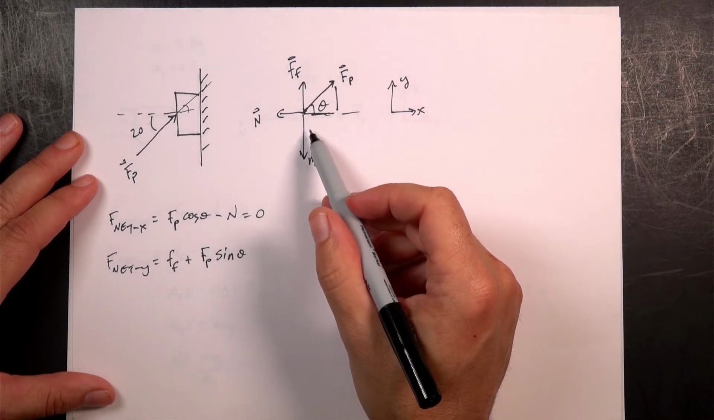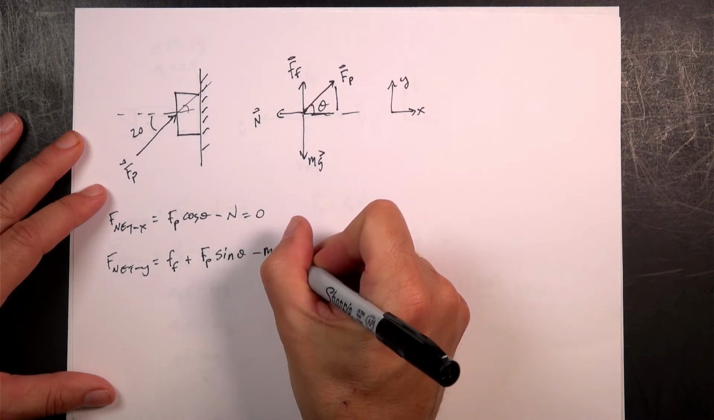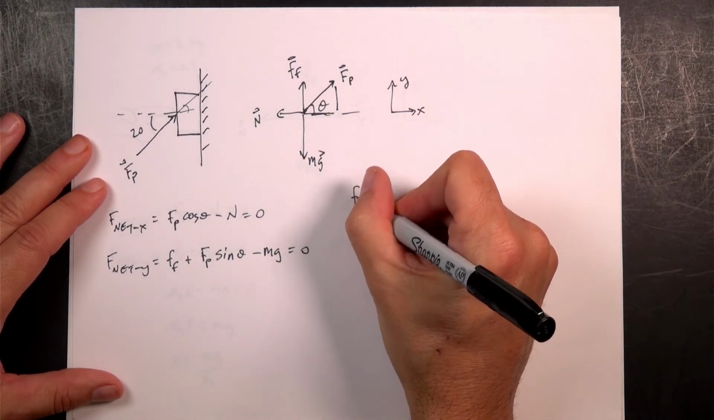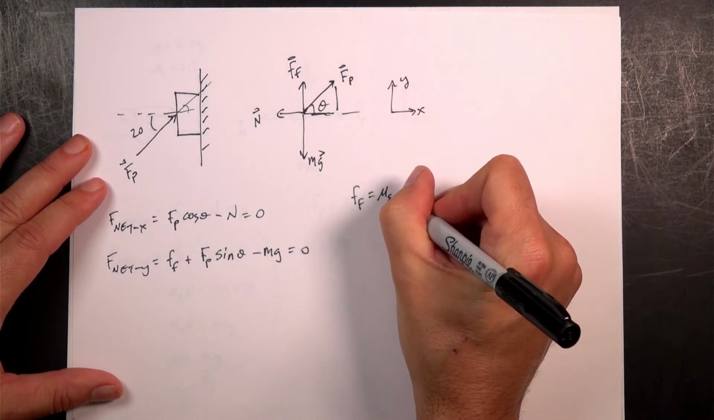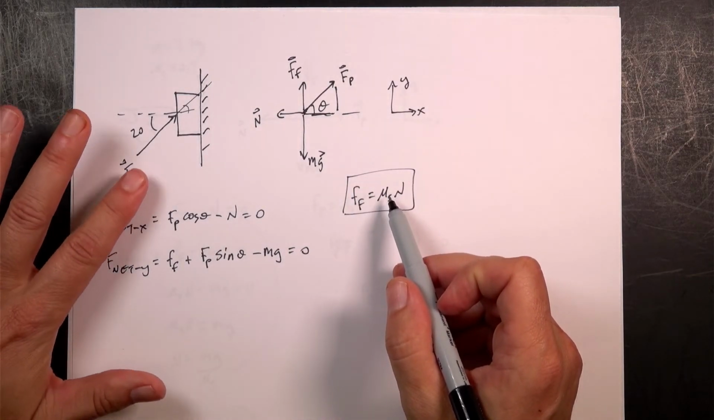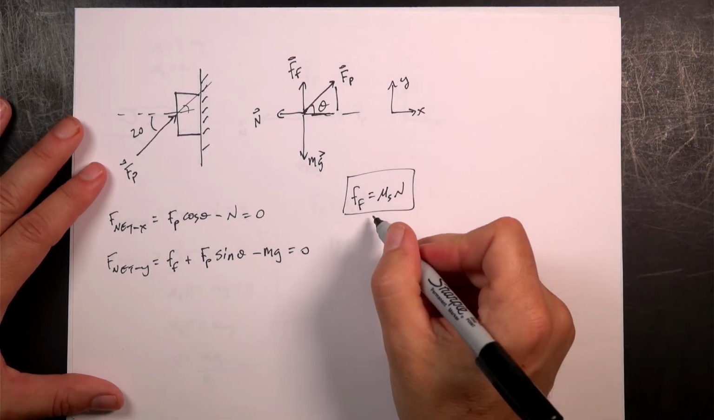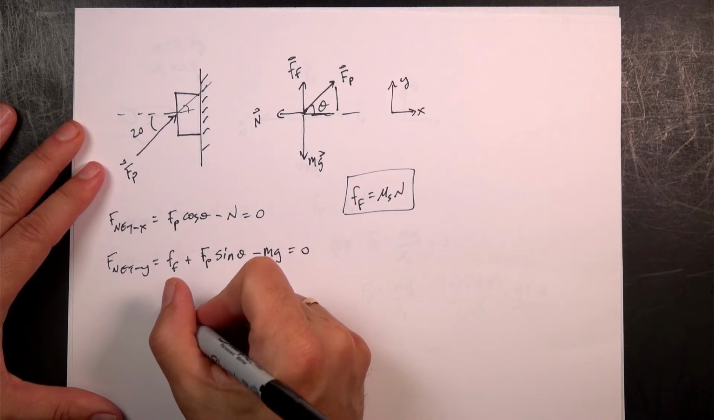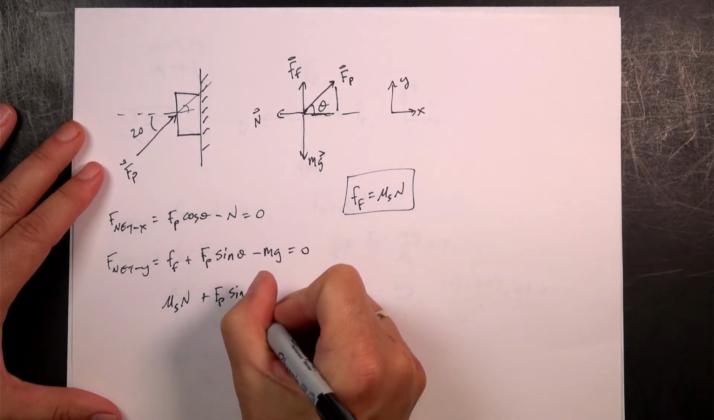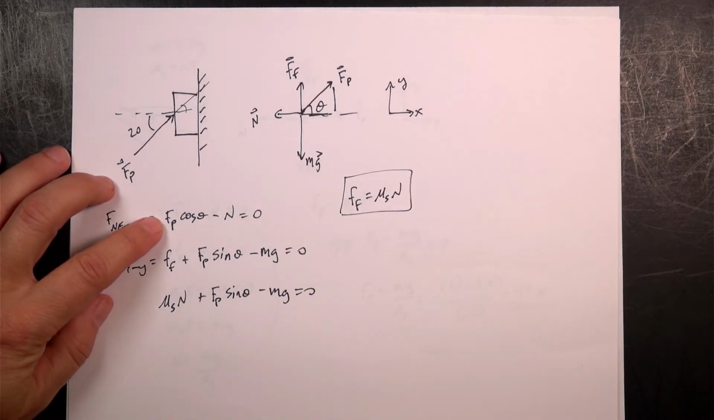And then I have the downward pulling gravitational force minus mg. Again, I have 3 equations, 3 unknowns, but F friction equals mu s times N. And again, just a reminder, this is only for the maximum friction. And we're trying to find the minimum force, so you don't want the maximum amount of friction to help push it up. If I put that in down here, I get mu s N plus Fp sine theta minus mg equals 0. And I want to solve for Fp.